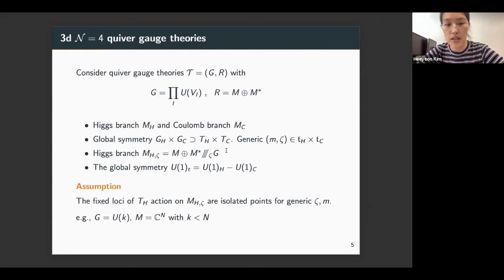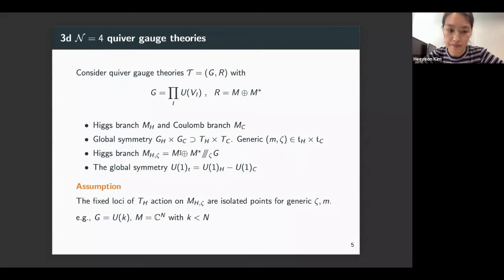And there will be one more important global symmetry that we are going to consider, which I will denote by this U(1)_T symmetry. And this is a combination of U(1)_H and U(1)_C, where U(1)_H and U(1)_C are the maximal tori of the SU(2)_H and SU(2)_C R-symmetries of the 3D N=4 theories. So this global symmetry U(1)_T, roughly speaking, rotates only this cotangent part of the representation and leaves this part invariant.